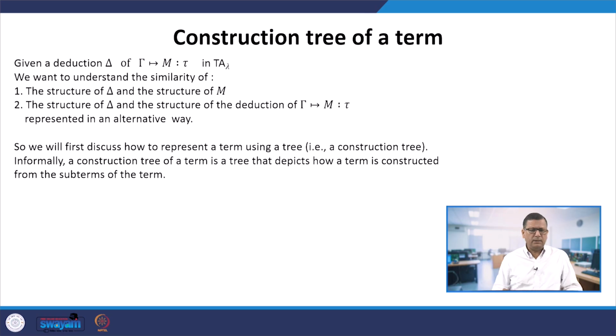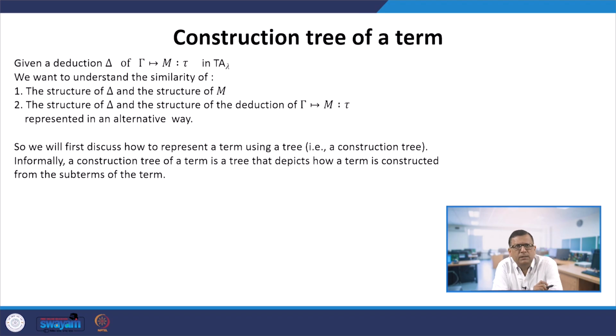Now given a deduction delta of m has type tau in the context gamma in T lambda, today we want to understand the similarity between the structure of the deduction and the structure of m. That means the structure of this term and the structure of the deduction. Next, we want to understand the structure of the deduction delta and the structure of the deduction of this formula, which is represented in an alternative way. These are primarily the two things we want to understand in today's discussion.